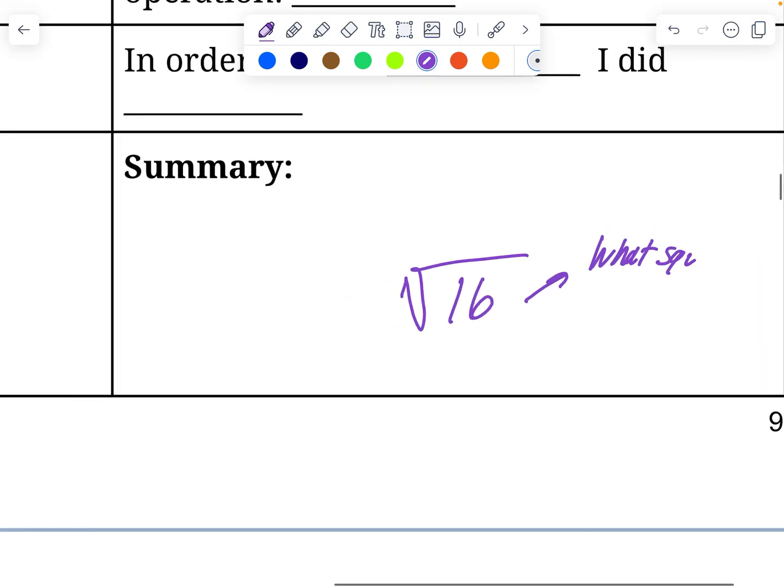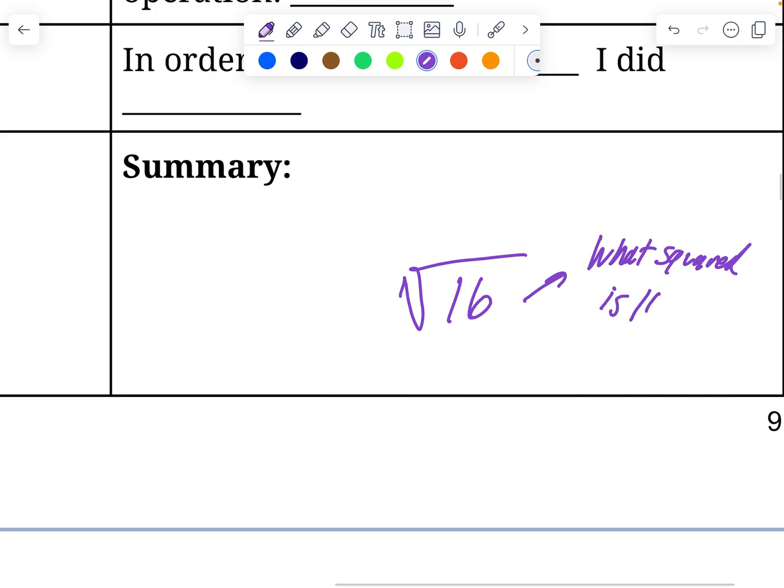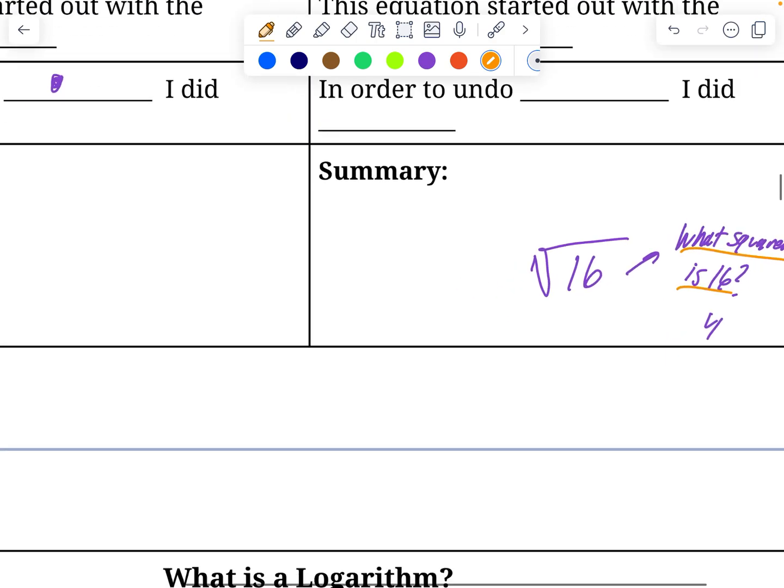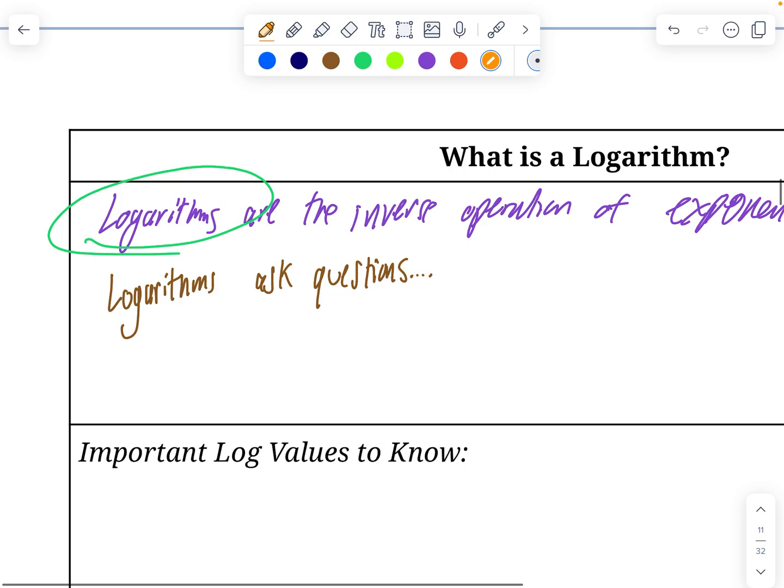And that's how I think most people think about square roots. They think about squares. What squared is 16? And then they answer that question. 4. Okay? So square roots ask the question, what squared is 16? And that's the good way to think about square roots. I think that's how you guys think about square roots. Logarithms ask a similar question. Okay? They ask a question. It's a little more complicated question, but it's kind of like a square root question.